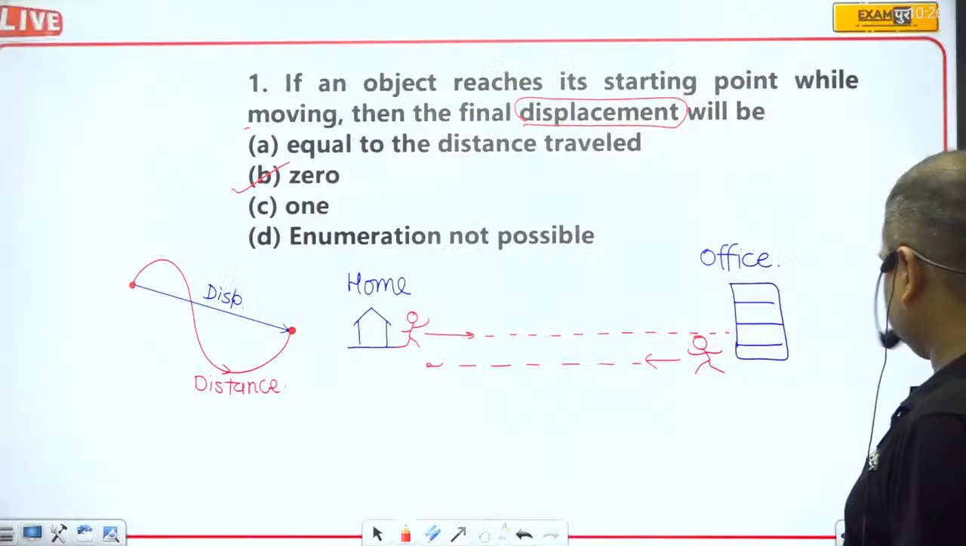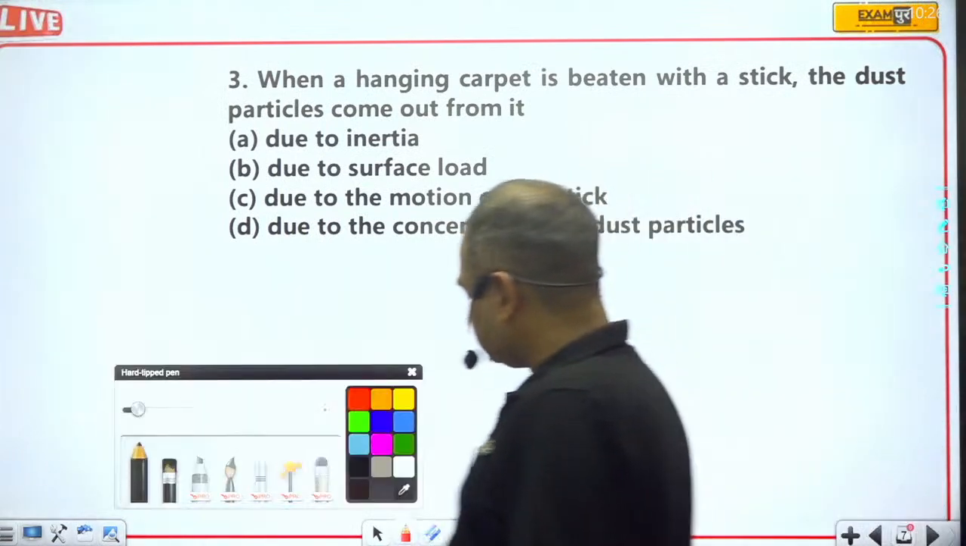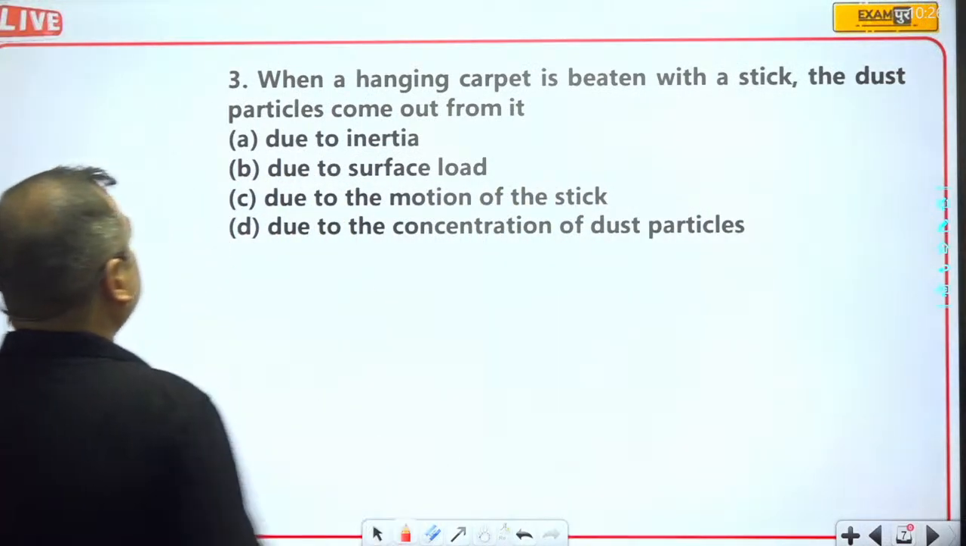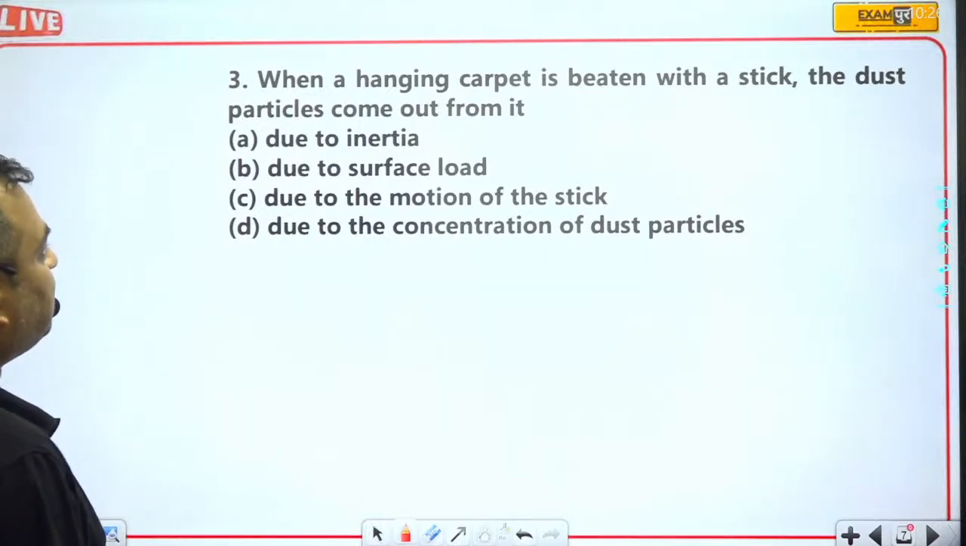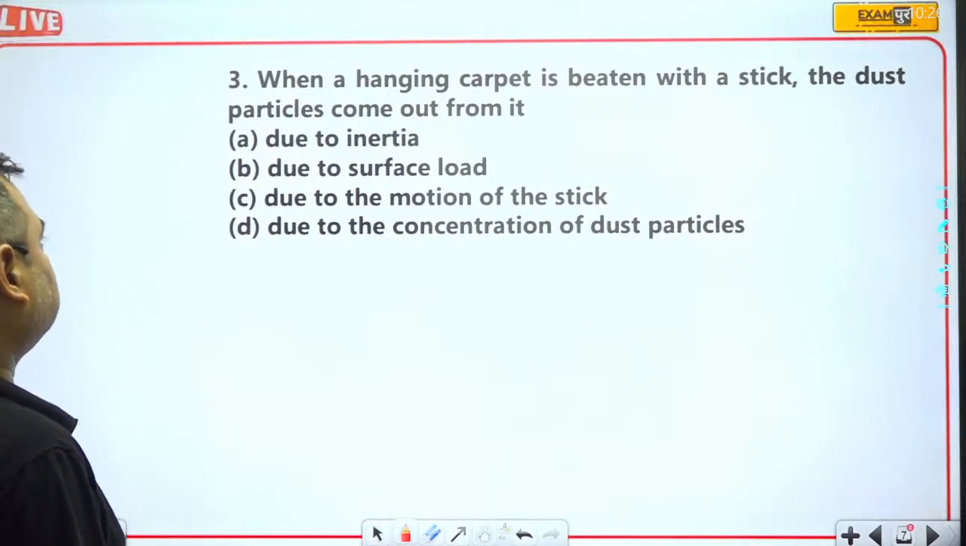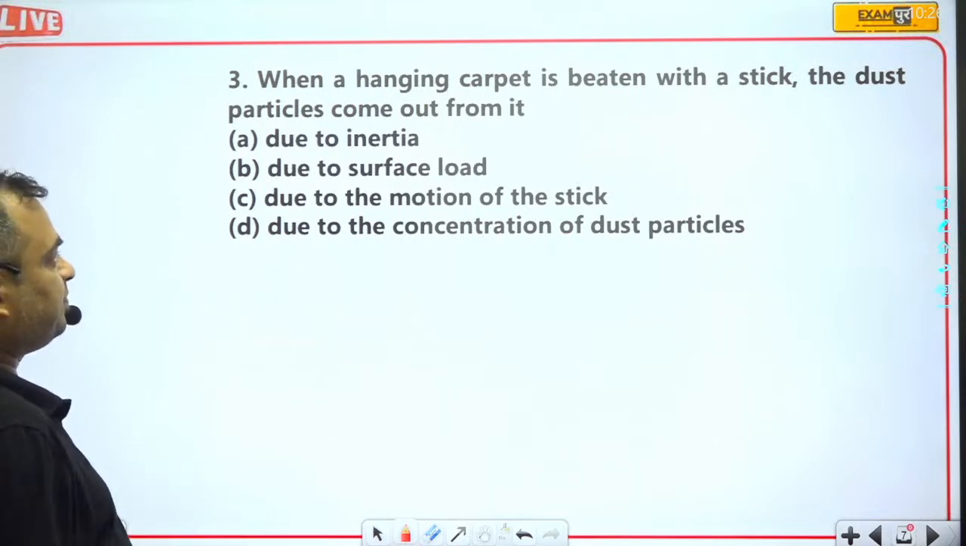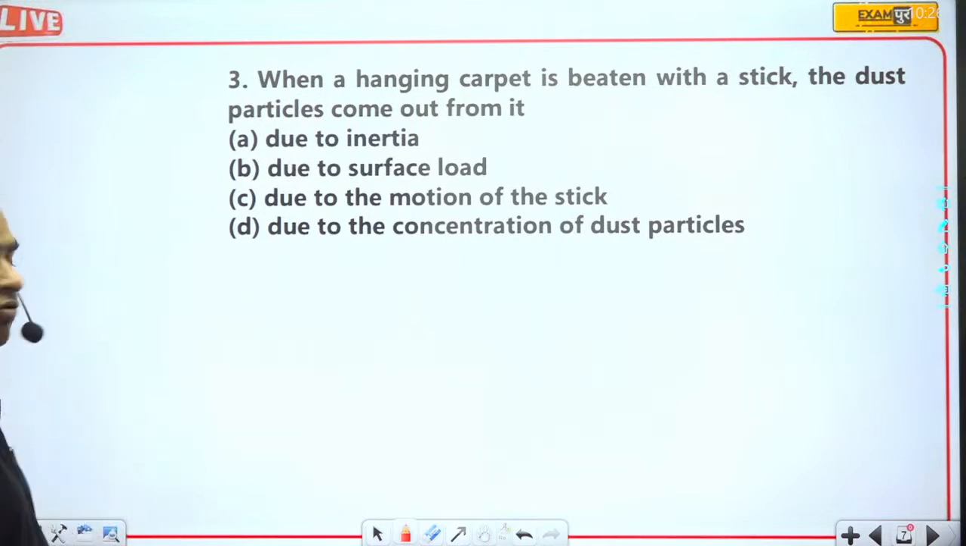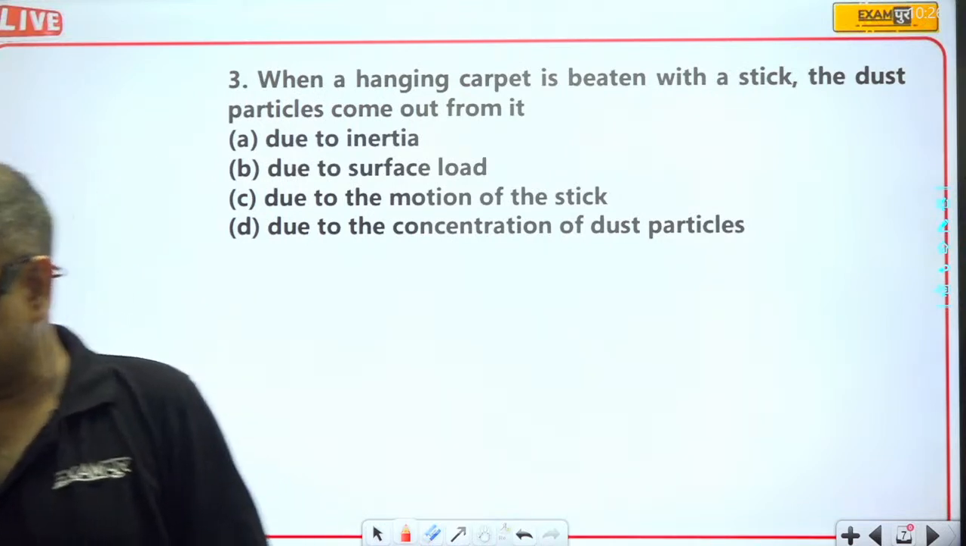So the question has gone. This one is the third question. When a hanging carpet is beaten with a stick, the dust particles come out from it. Please tell me.